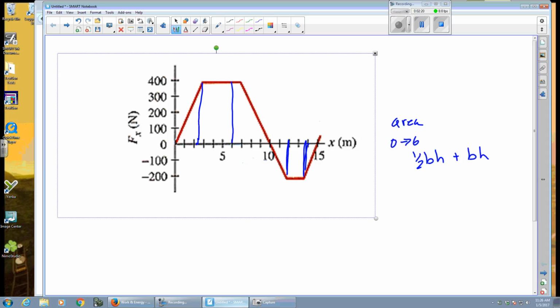Okay, for the second one, you add the total areas and you subtract the lower one. The lower one is a negative area. So you're adding energy to the system by the positive work, and taking energy away. So the net work is going to be the top minus the bottom.